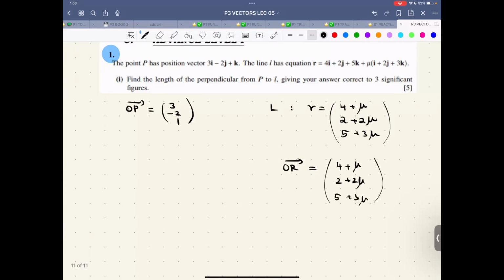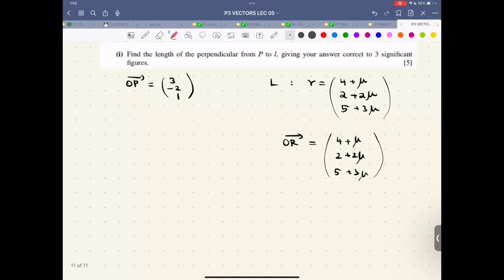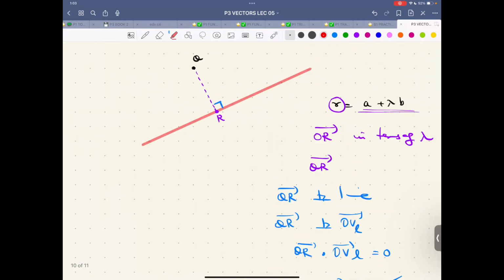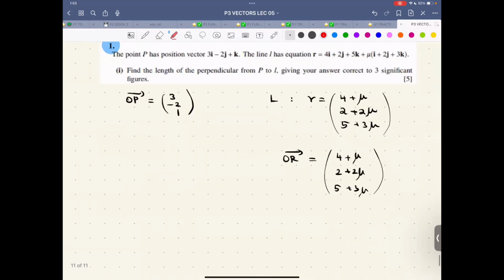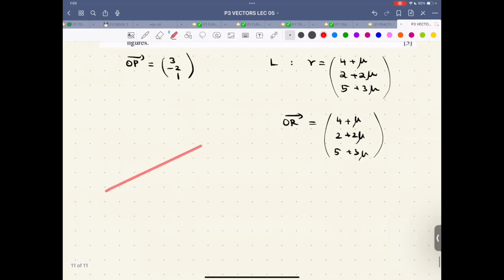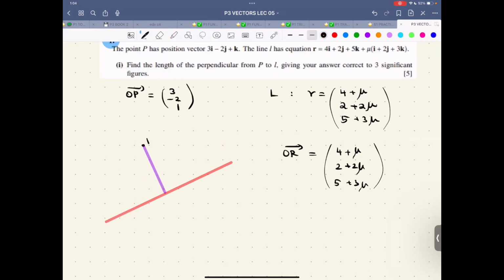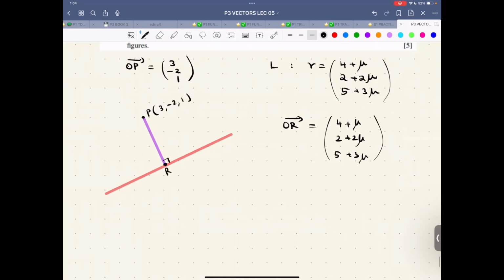Now let me draw a diagram. First of all, let me use the same color, that is red. So I'm using the same color over here. And let me use purple over here like this. So instead of Q, there is a P over here, that is 3, -2, and 1. This point over here is R. This is 90 degrees. So step 1 is writing OR.